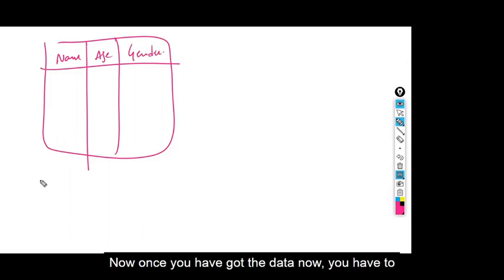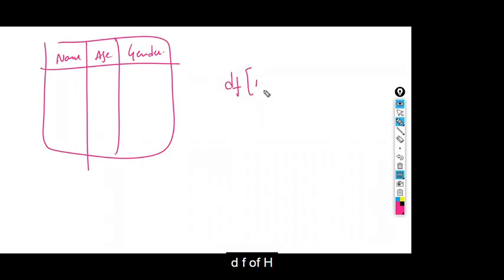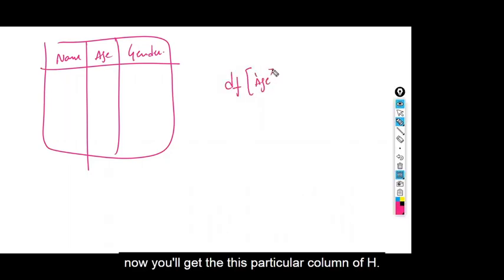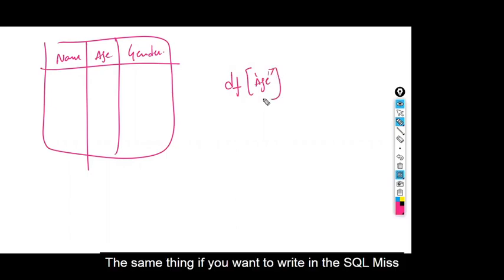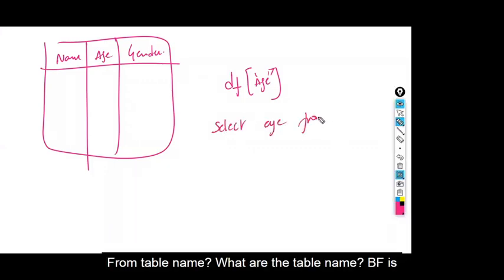Now, once you have got the data, you have to write in pandas to get the data of the age column. What is the code you have to write? df of age. Now you'll get this particular column of age. The same thing, if you want to write in SQL: select age from table name. What is the table name? df is the table name.